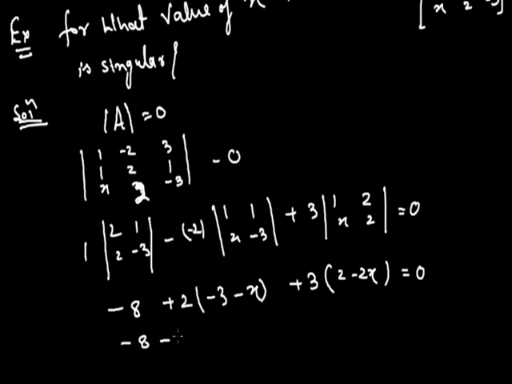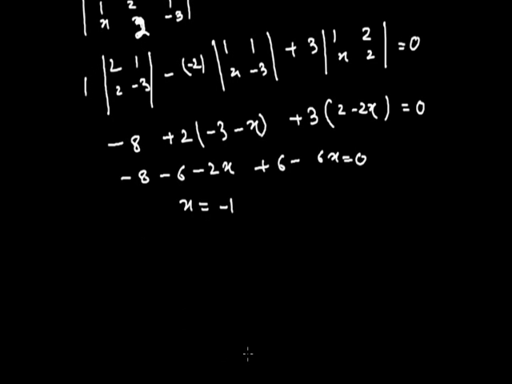So it is minus 8 minus 6 minus 2x plus 6 minus 6x equals 0. After solving, we get x equals minus 1. Now in the next lecture we will continue with minors and cofactors.